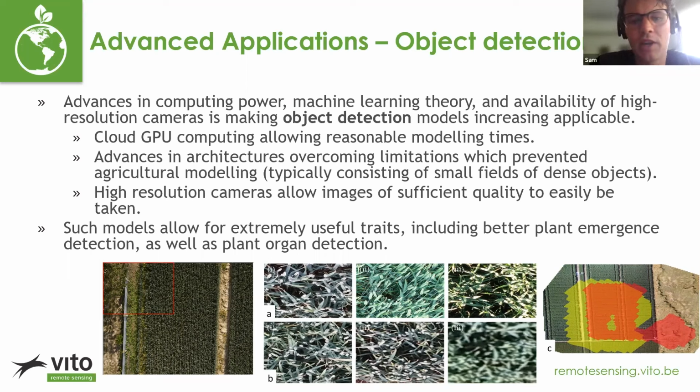In the past, with a lot of phenotyping applications, because we're typically looking at small objects which are densely packed within an image, architectures weren't so great at detecting them. They were always better at detecting things like cars and other big objects which are easily detectable and took up large parts of the image. But these architectures are advancing, and so now we are able to better detect small fields of dense objects. And finally, we're starting to see high resolution cameras which allow images of sufficient quality to easily be taken.